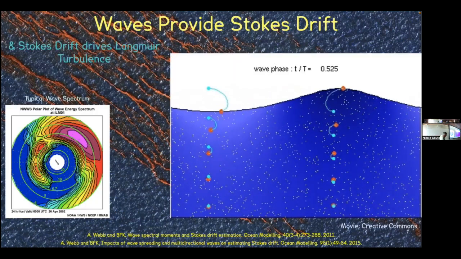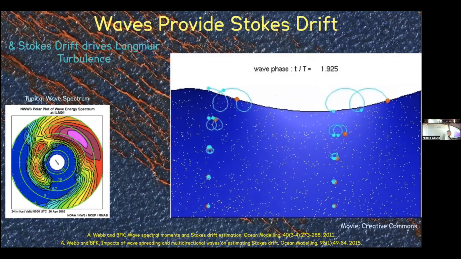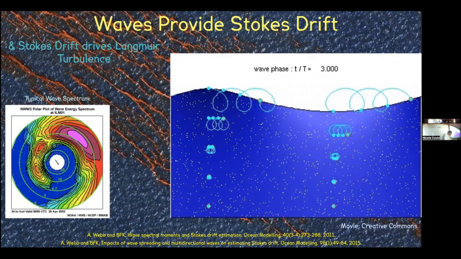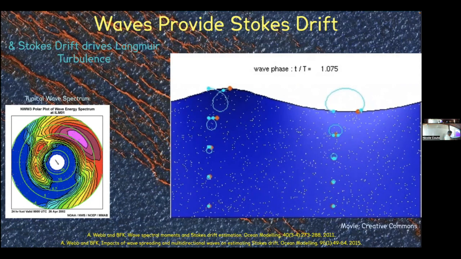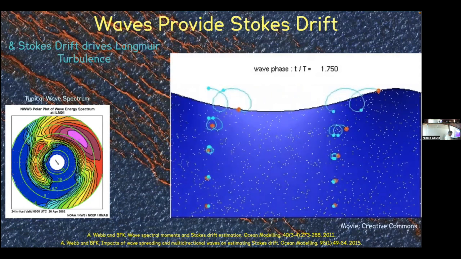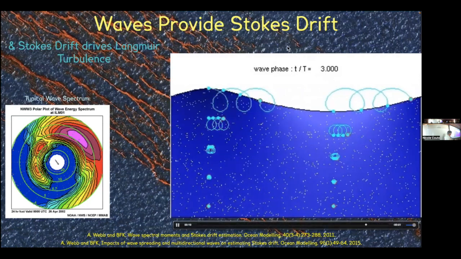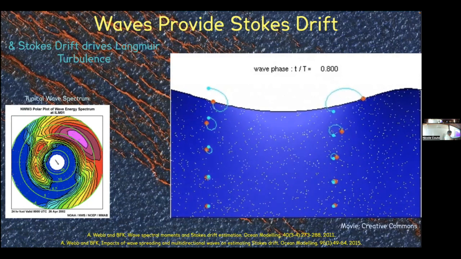So the key agent that makes these Langmuir cells happen is something called Stokes drift. This is a nice little movie from Wikipedia that shows Stokes drift. You're watching these little orbits. There's something called the orbital motion that goes up and down and around in a circle underneath the waves, but it's faster at the top than at the bottom in this kind of wave. And so you don't quite make a circle. You come back and go a little bit farther each time in the direction of the wave propagation.